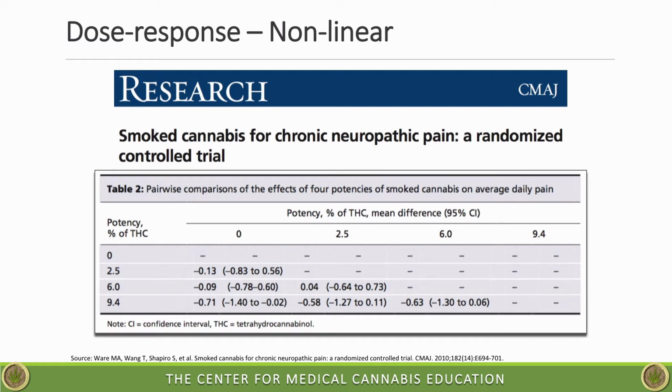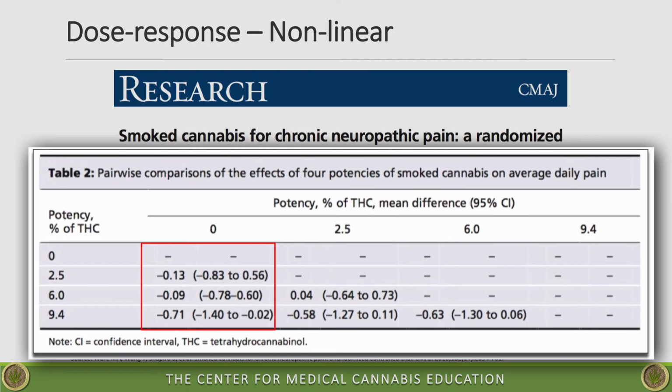Okay, now back to this study. This is table 2 from the paper. These are changes in mean daily pain scores across the different potencies, which, as we just saw, equates to different dosages. The first column compares the change in mean pain scores for each potency as compared to placebo. So 2.5 compared to placebo, 6 compared to placebo, etc.